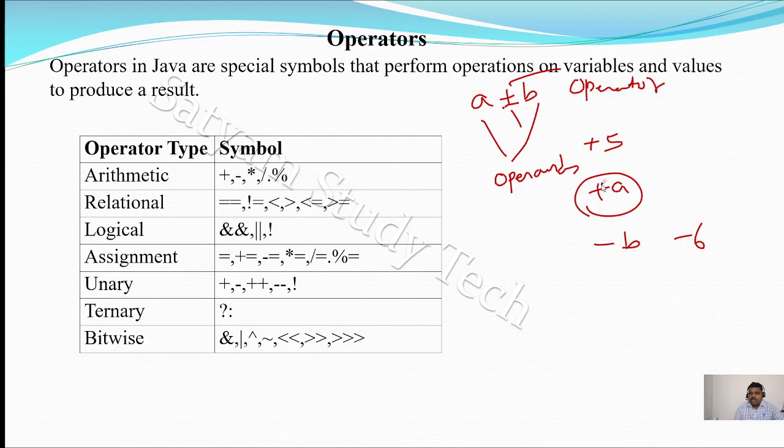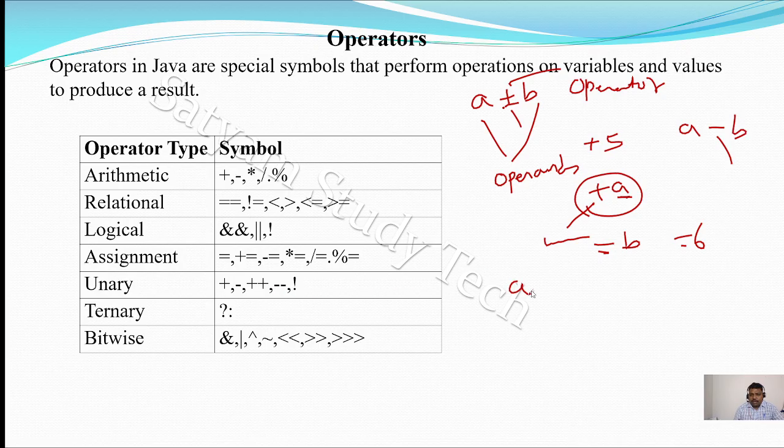For example, here you can see plus A. That means it can represent the positive A, so it is a unary operator. This plus is a unary operator. The same plus operator you can use in between two operands, and it is called a binary operator. The same plus operator you can use with only one operand, and here it is called a unary operator. Minus is also the same thing. It can represent a unary operator, and A minus B is a binary operator.